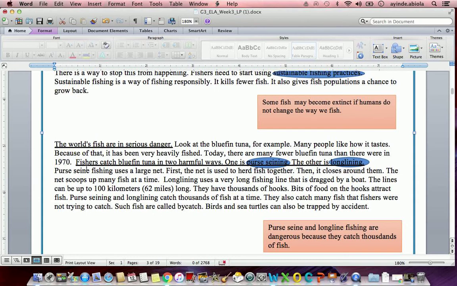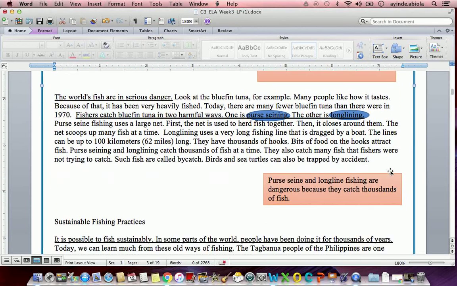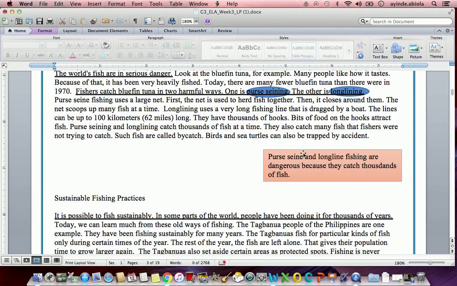So I also underlined these 2 sentences here somewhat in the middle of the paragraph. And again, I have a clarifying statement at the bottom. It says purse seine and longline fishing are dangerous because they catch thousands of fish. Again, this kind of summarizes everything that I read in the previous paragraph.